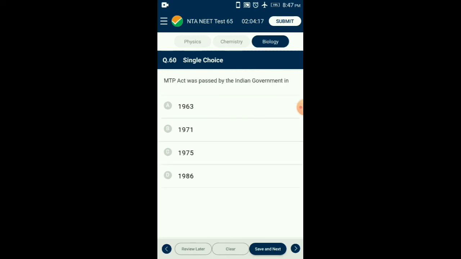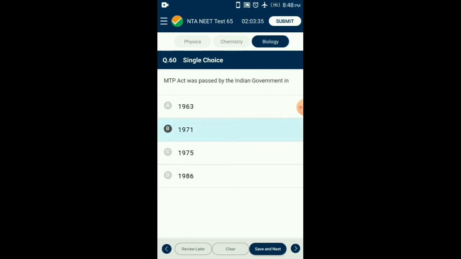Question number 60. The MTP Act, the Medical Termination of Pregnancy Act, was passed by the Indian government in 1971 with a view to increase the upper gestation limit for termination of pregnancy under certain conditions and to strengthen access to comprehensive abortion care under strict conditions without compromising service and quality of safe abortion. That act was introduced in the year 1971. So the answer for this question is option B.